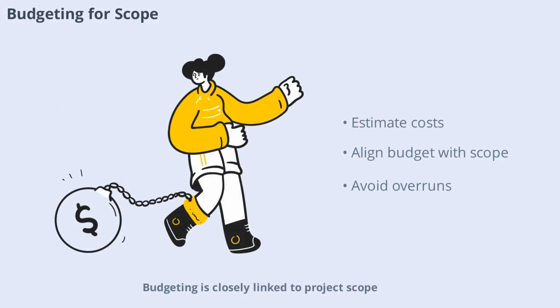Budgeting is closely linked to project scope. By estimating costs for each deliverable, you can create a realistic budget and avoid surprises. Budget overruns often result from poorly defined scope or uncontrolled changes. Let's discuss how to develop a budget that aligns with your project scope.